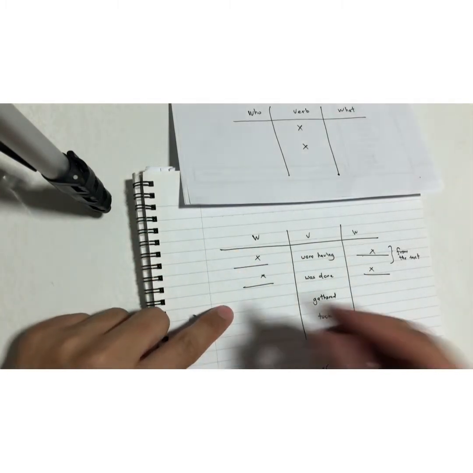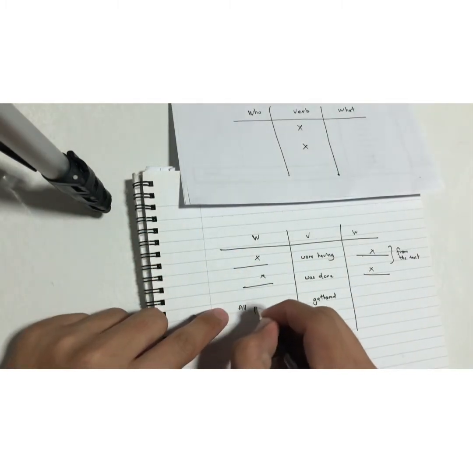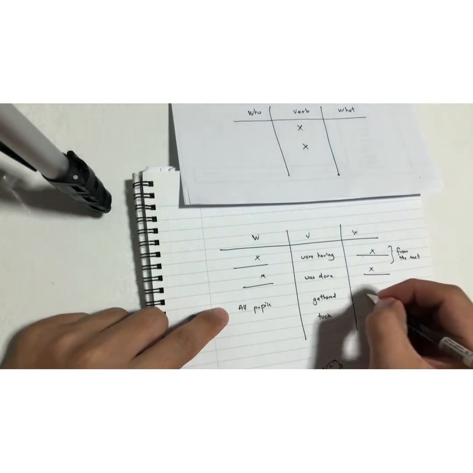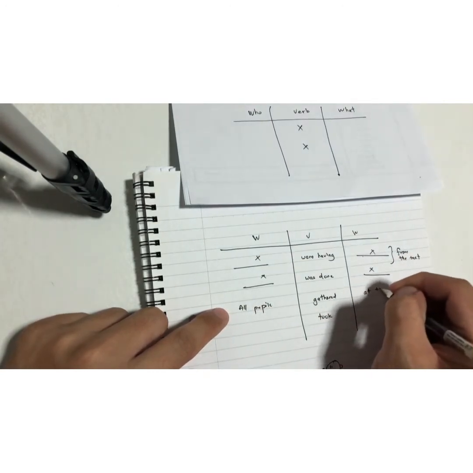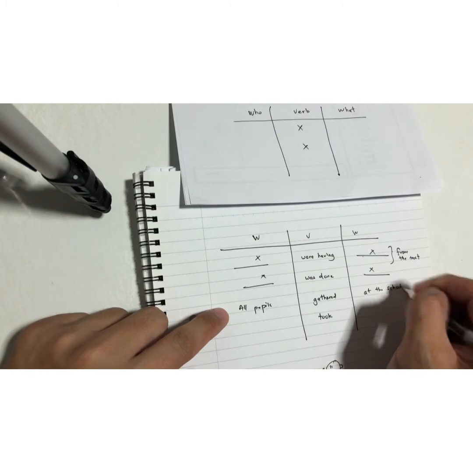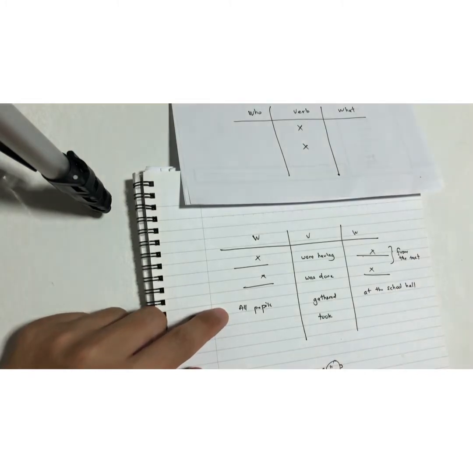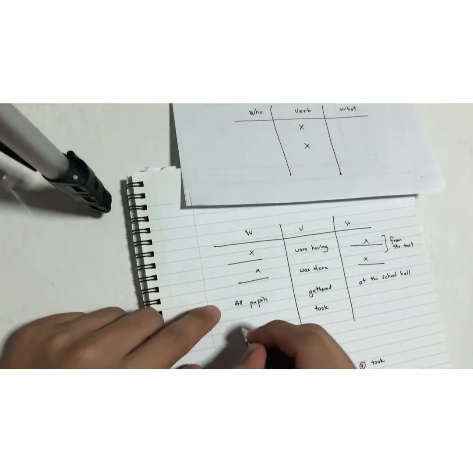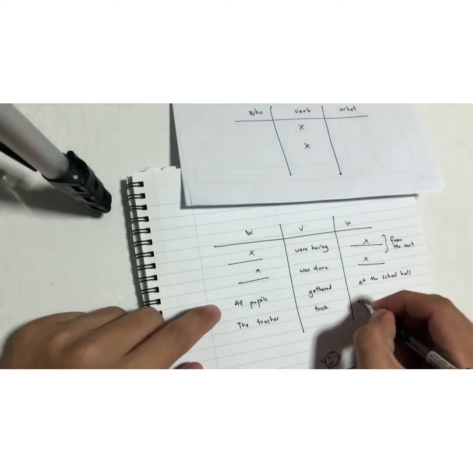Siapa yang berkumpul? All pupils gathered. Dekat mana dia berkumpul? At the school hall. Lepas tu siapa yang ambil kehadiran tu? Oh, the teacher. The teacher took the attendance.